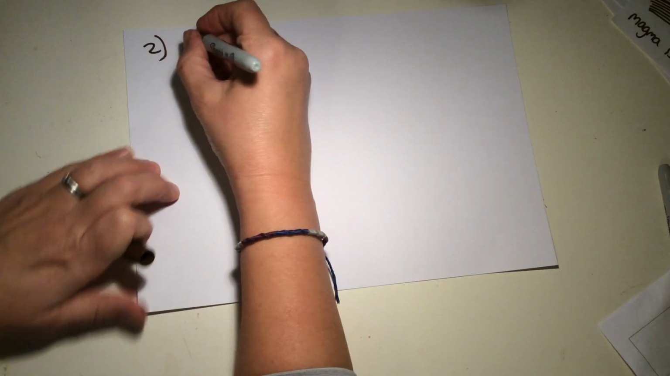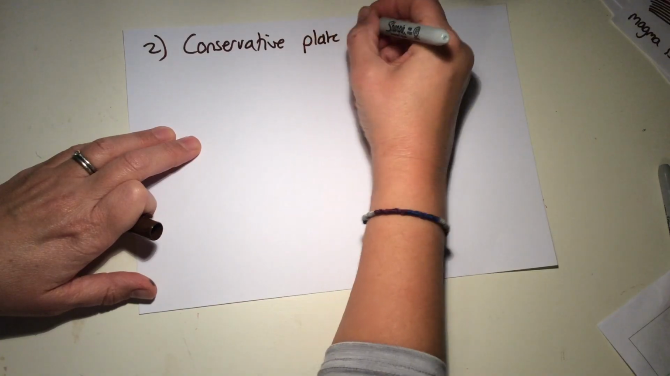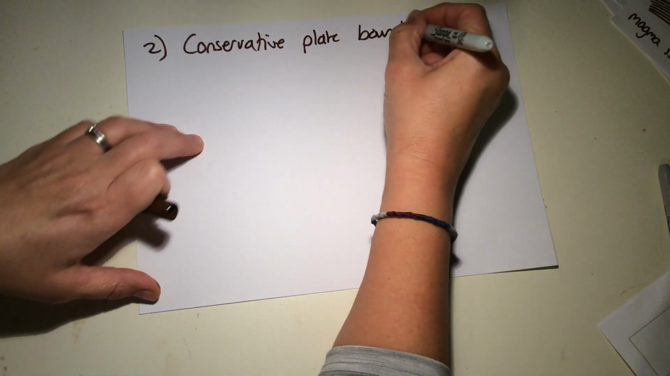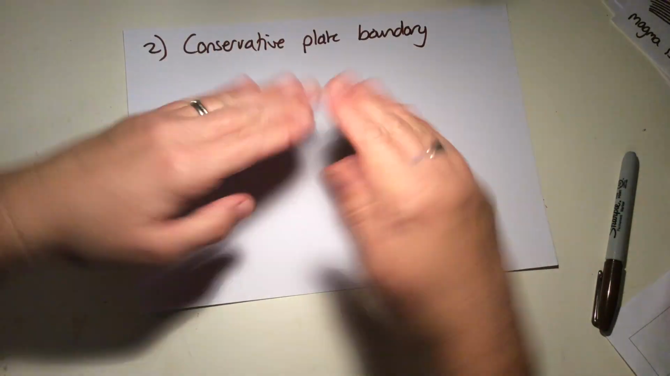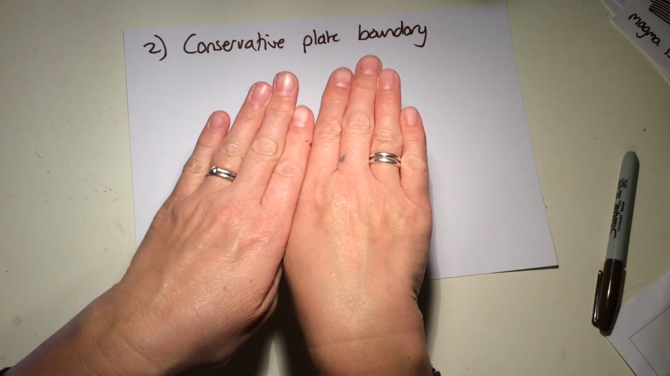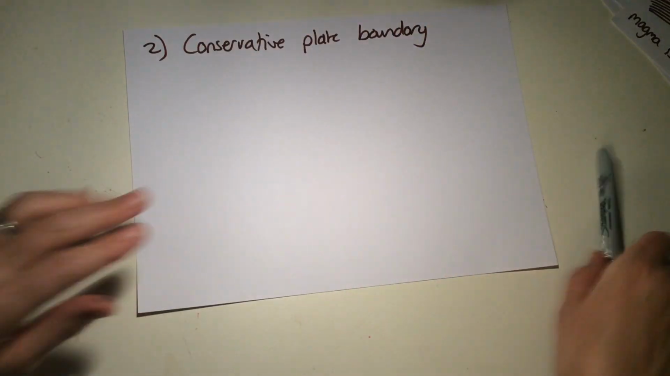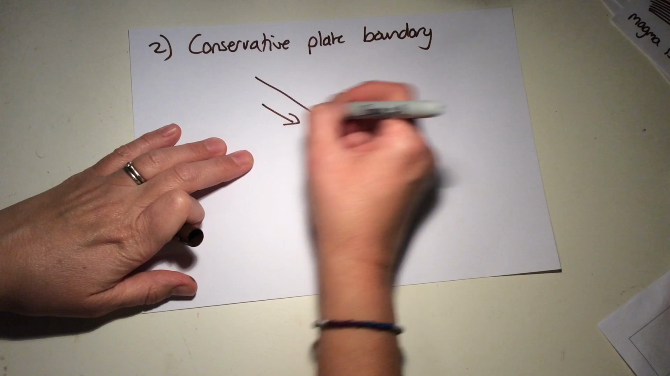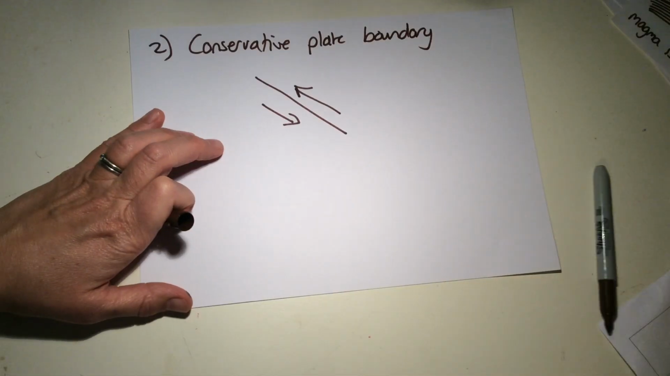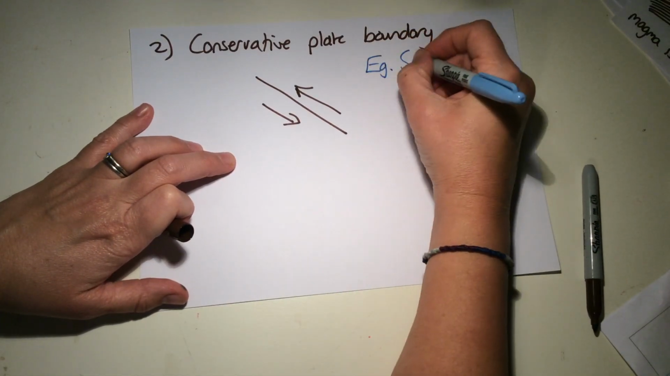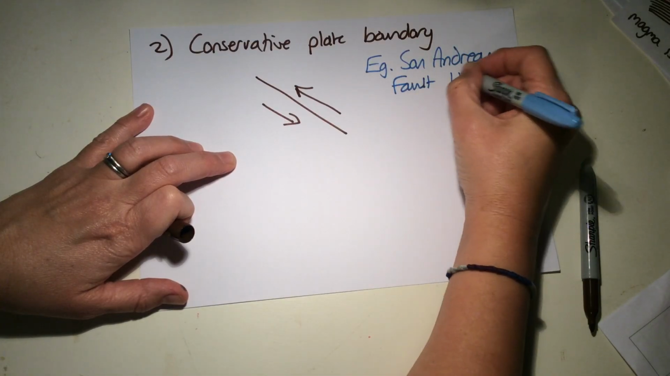is the conservative plate boundary or margin. And this is where the plates are not pulling apart, they're actually not pushing together, they're sliding past each other. They may both be going the same way but at different speeds, which has the same effect. So if I do a diagram looking from above, we can imagine one's going one way and one is going the other. Our example of this would be the San Andreas Fault in California in the USA.